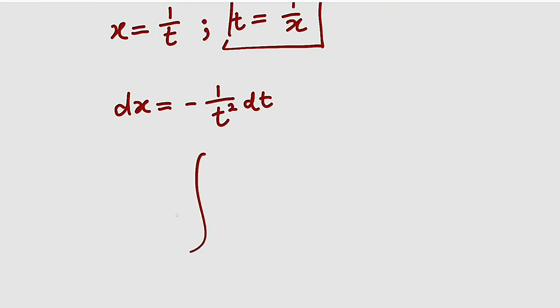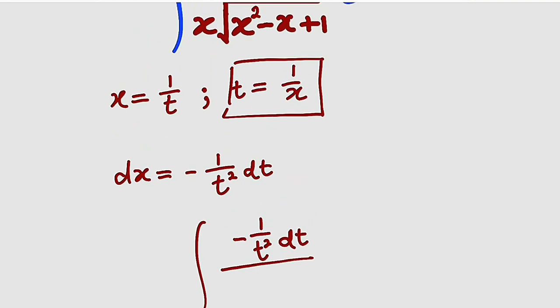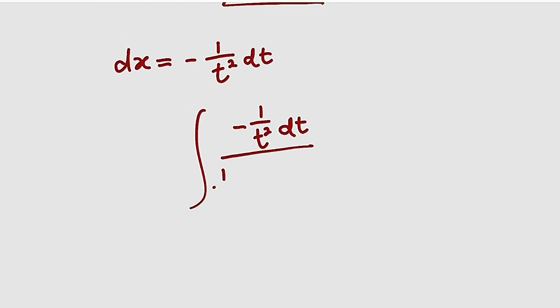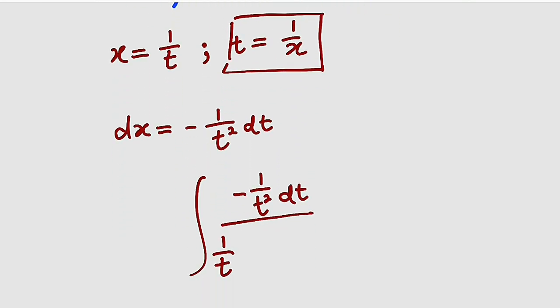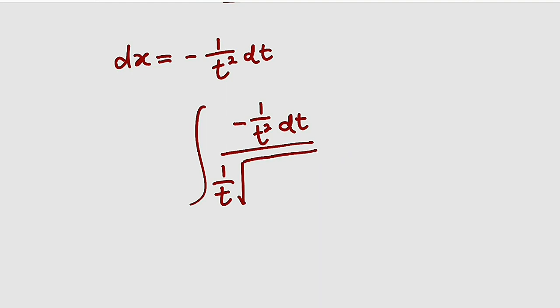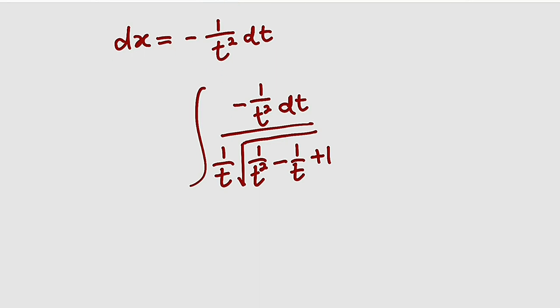So we have the integral of negative 1 divided by t squared dt to the top. To the bottom, already we have declared x as 1 divided by t. So we have 1 divided by t for x, then multiply by the square root of x squared minus x plus 1. Square root of x squared, which is 1 divided by t squared, minus x, that is minus 1 divided by t, then plus 1. Inside our square root right here, which is the radicand, I would like to factor out 1 divided by t squared.